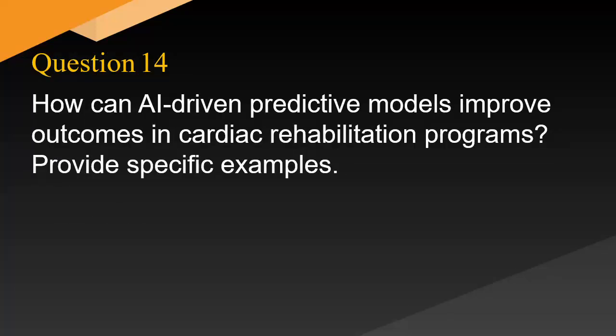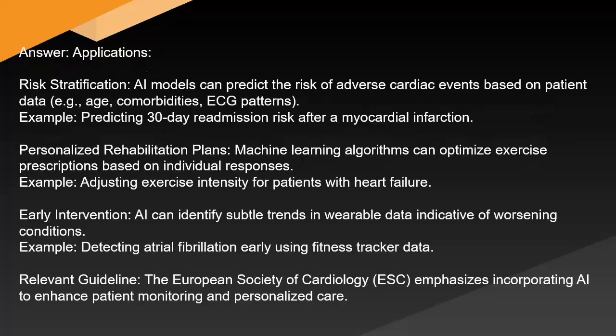How can AI-driven predictive models improve outcomes in cardiac rehabilitation programs? Provide specific examples. Answer. Applications. Risk stratification. AI models can predict the risk of adverse cardiac events based on patient data, age, comorbidities, ECG patterns. Example, predicting 30-day readmission risk after myocardial infarction.